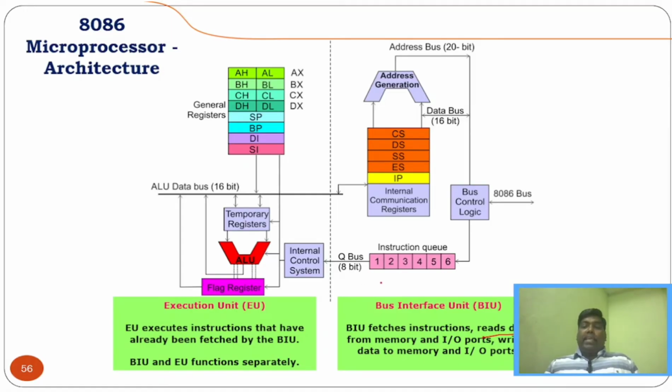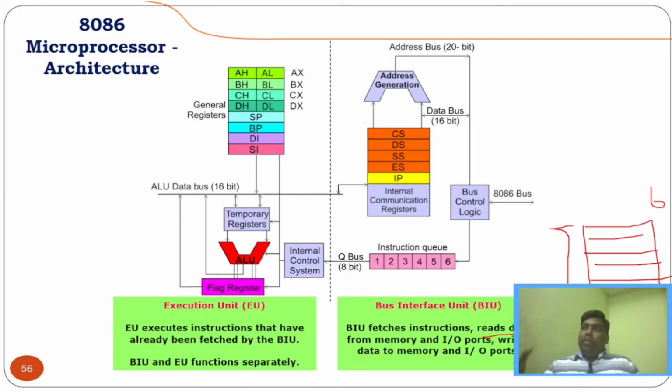Very importantly, it has the instruction queue, which is a 6 byte instruction queue, where it can fetch 6 bytes of instructions and store them in this particular instruction queue. So at a time we can have up to 6 bytes of instructions in the queue, and the execution unit will execute the instructions from this queue one by one, in first in first out method. Because of this instruction queue, by design 8086 supports pipelining.